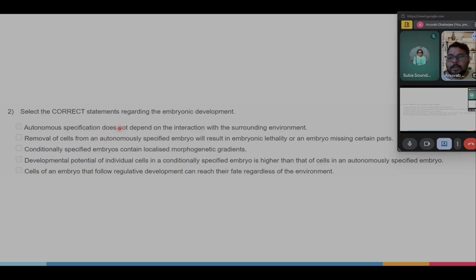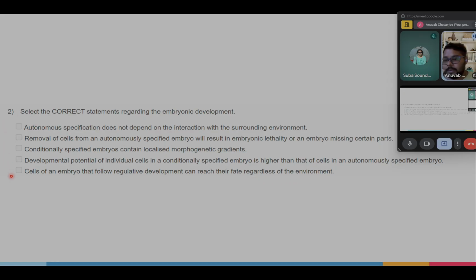Autonomous specification does not depend on interaction with the surrounding environment. Removal of cells from an autonomously specified embryo will result in embryonic lethality or an embryo missing certain parts. Conditionally specified embryos contain localized morphogenetic gradients. Developmental potential of individual cells in a conditionally specified embryo is higher than that of cells in an autonomously specified embryo. And cells of an embryo that follow regulative development can reach their fate regardless of the environment.